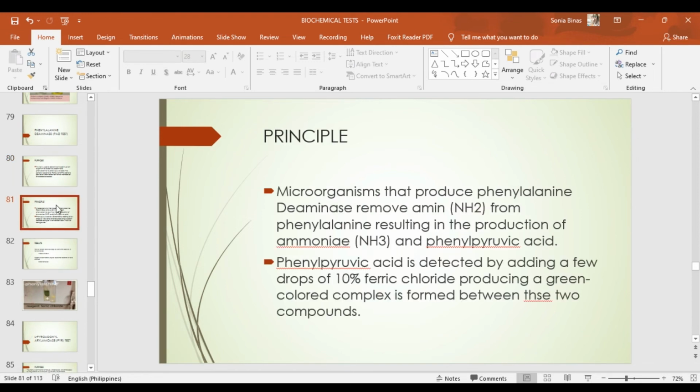Microorganisms that produce phenylalanine deaminase remove the amine from phenylalanine, resulting in the production of ammonia and phenylpyruvic acid. The phenylpyruvic acid is detected by adding a few drops of 10% ferric chloride, producing a green-colored complex formed between these two compounds.